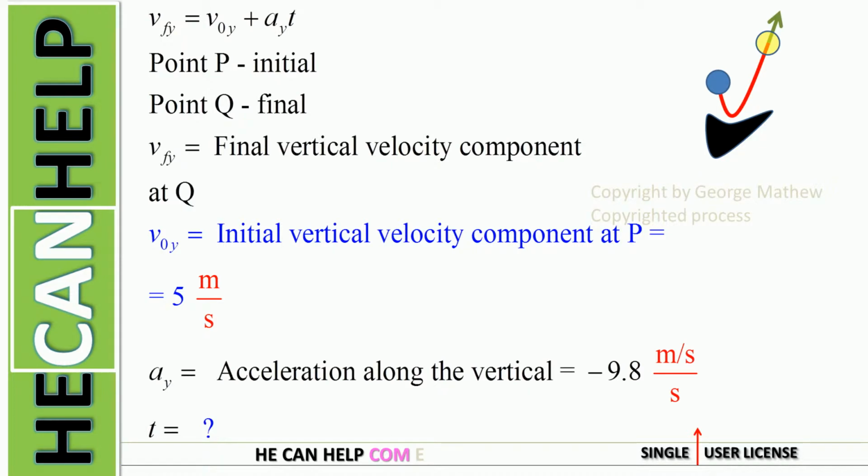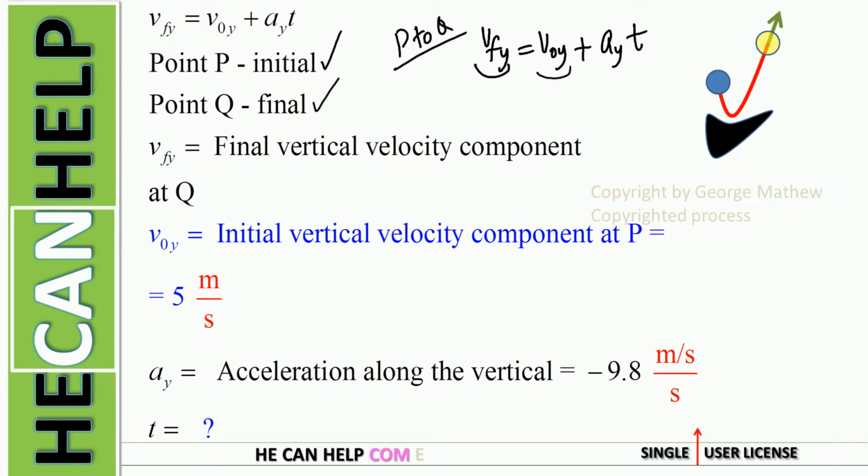If acceleration is a constant, we can use equations of kinematics. One of those equations is the final velocity is given by initial velocity along the vertical plus acceleration along the vertical times time. We want to know the final velocity along the vertical at point Q, so this is from P to Q. The initial point is P and the final point is Q. We know the initial vertical velocity component at point P is positive 5. We know the acceleration along the vertical, negative 9.8. But we don't know time.